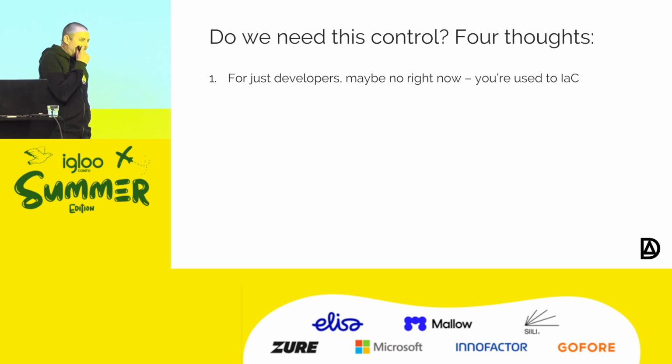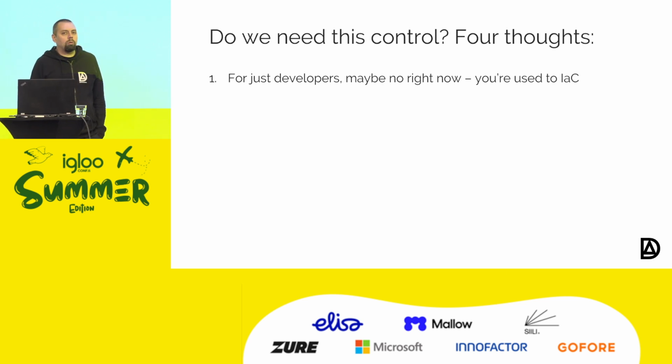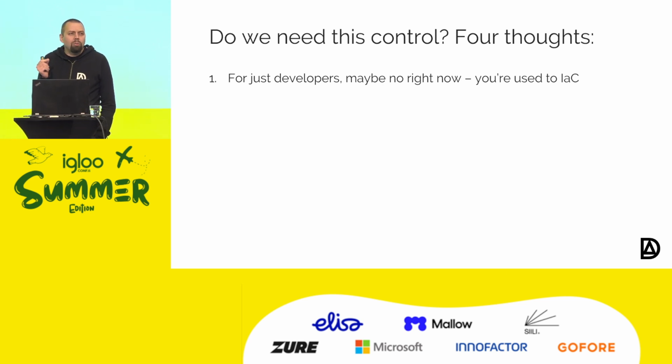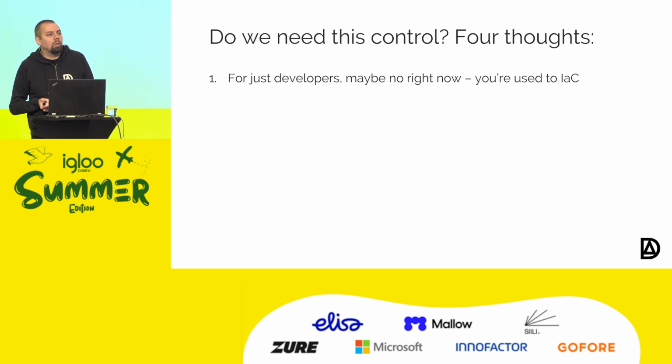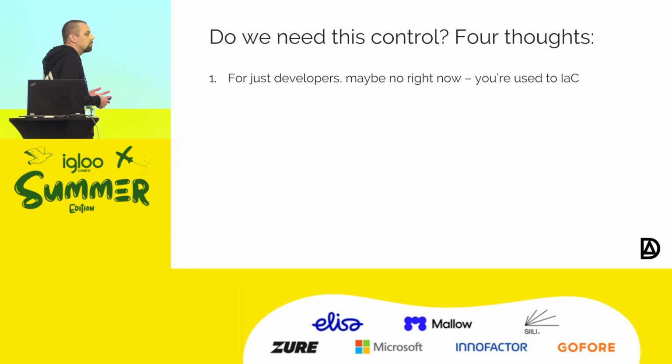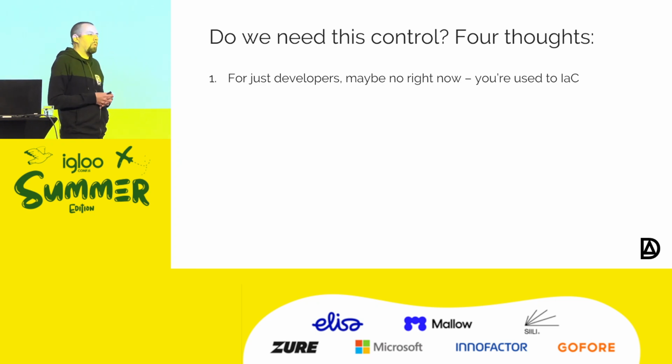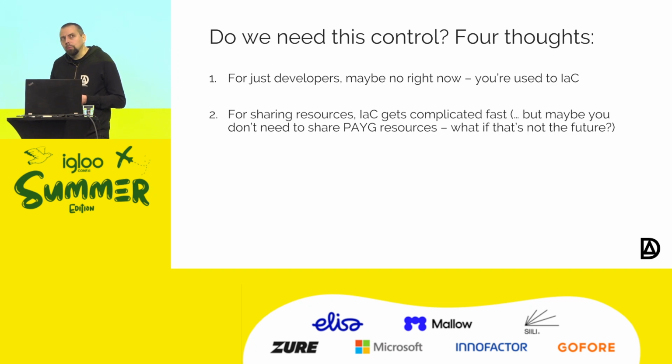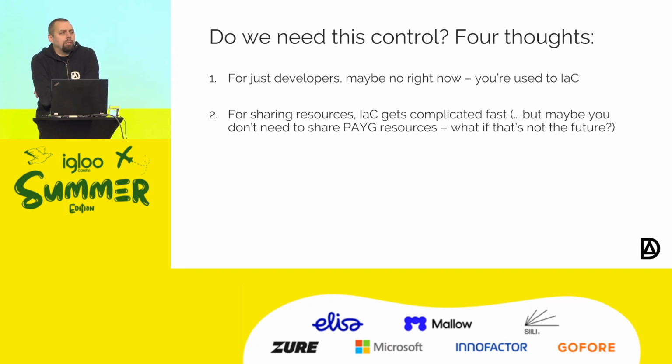First of all, as a developer, just writing code, just building the application, I don't think I need this level of control. Because I'm used to infrastructure as code. So I can use Bicep or I can use whatever, Terraform, to provision my resources. Okay, well, the second thought is, am I right? Because if I want to share resources between applications, that is always a bit complicated with IAC.